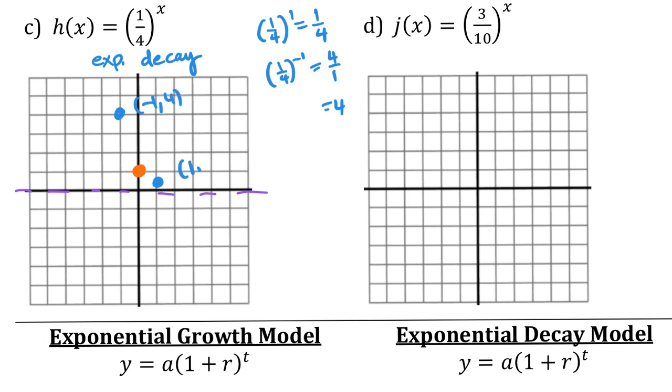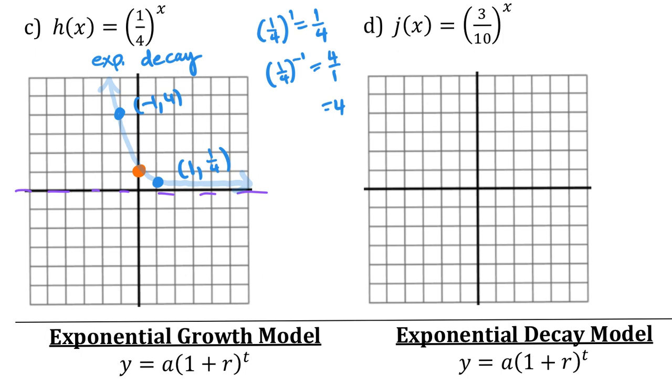This was (1, 1/4). I don't need to label them. It didn't tell me to, but I need to see those points. Okay, so I know that it's going to go this way. And it should not cross the asymptote, so keep it above the x-axis. Okay, when I look at this from left to right, it does look like it's decaying because it's getting smaller. Okay, and I have my 3 points.